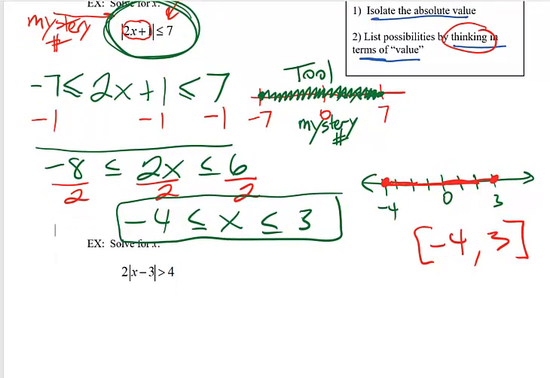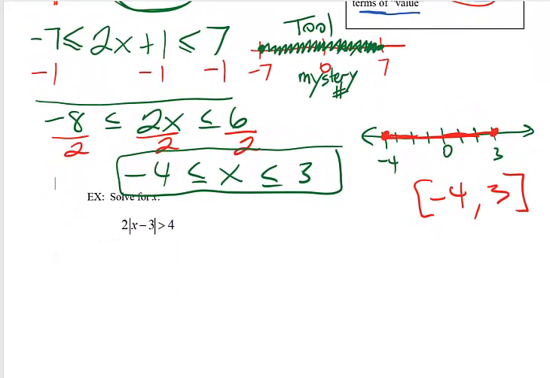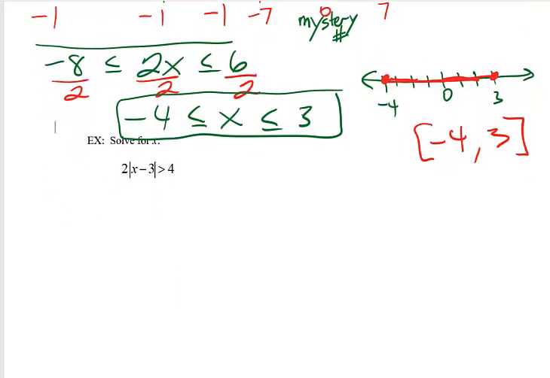Let me show you one other example here. So take a look at this example. It looks very similar. This time the absolute value bar part of the inequality is not by itself. It's got this 2 out here on the outside, so I'm going to have to divide both sides by 2 as a starting point. You've got to get the vertical bar part by itself before you do anything else.